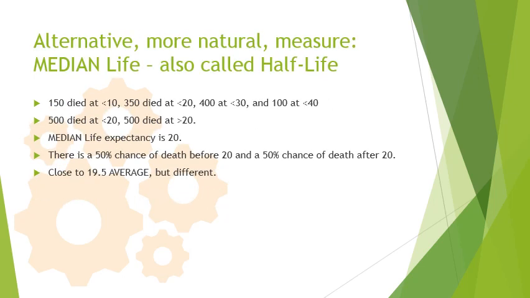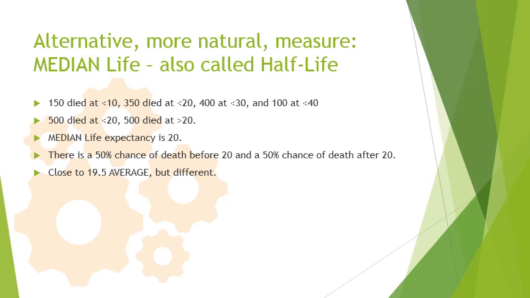There is another number which is sometimes used. This is called the median life, also called the half-life. We can look at the same data and see that 150 died at age in 0 to 10 category and 350 died in 10 to 20. So 500 people were dead by age 20 and 500 survived past the age of 20. So the median is exactly 20.